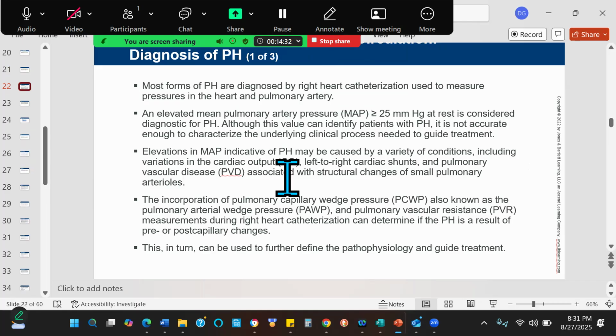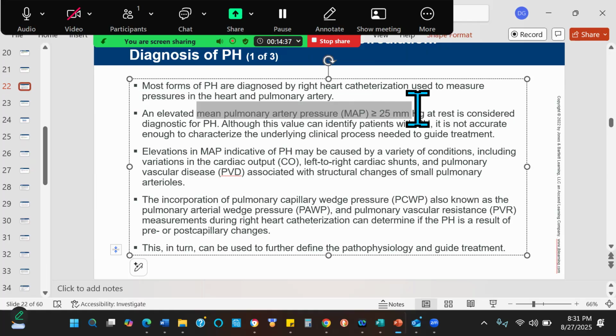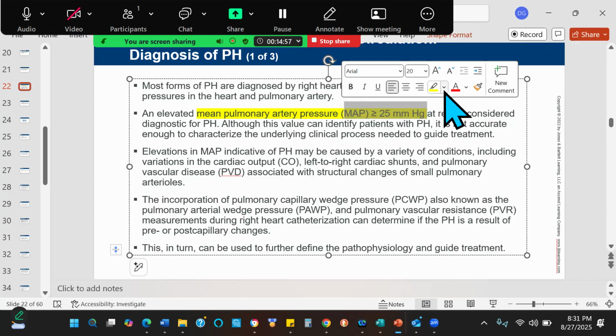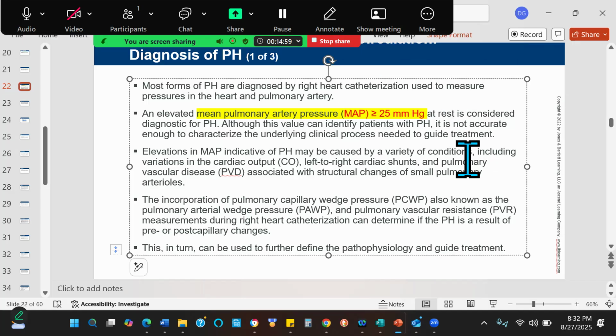Diagnosis of pulmonary hypertension, elevated mean arterial blood pressure. This for sure is on boards. If the mean pulmonary artery pressure, this was on one of my students' tests last week. That's how current this information is. The mean pulmonary artery pressure is greater than 25. That's pulmonary hypertension. That is your definition of pulmonary hypertension. I think that's worthy of putting in red or something to make it really stand out for you. Mean pulmonary artery pressure greater than 25 is the definition of pulmonary hypertension.